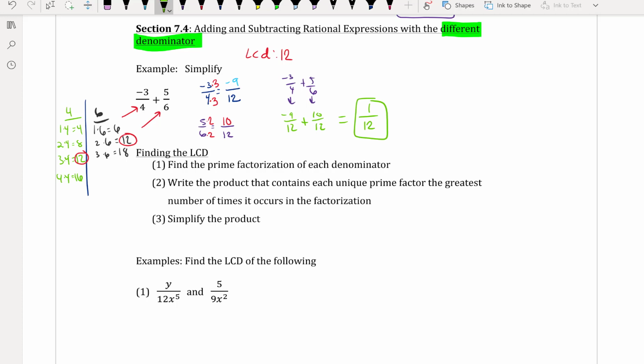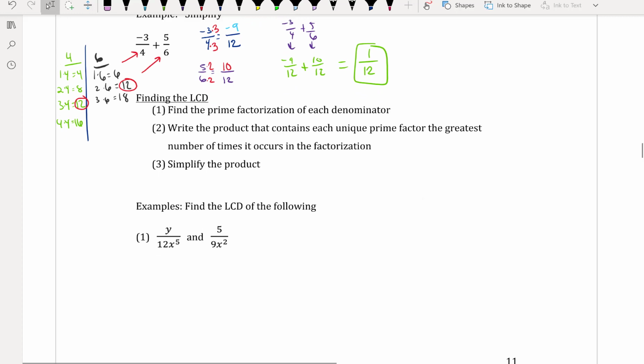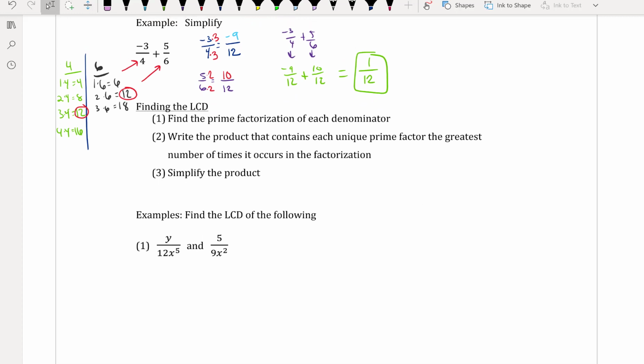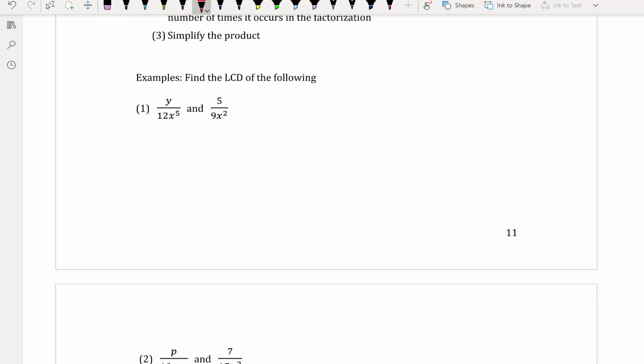So now in algebra, we do it just slightly different. What we do, we want to find the LCD. So we are going to factor the denominator as much as possible. Then we're going to write the product that contains each unique prime factor the greatest number of times it occurs in the factorization, and then we simplify the product. So let's think about this. We want to find the LCD of the following. So I'm like, okay, LCD. That's all we're doing. We're not adding or subtracting.